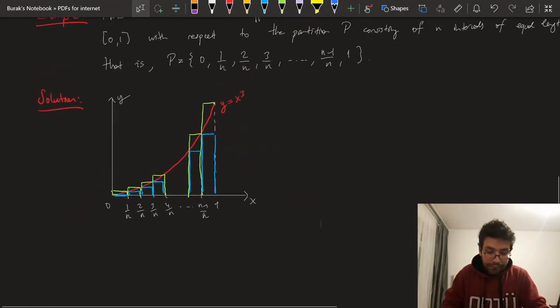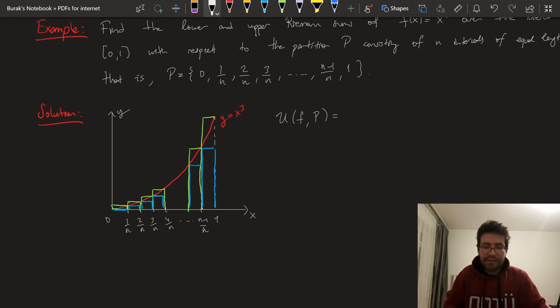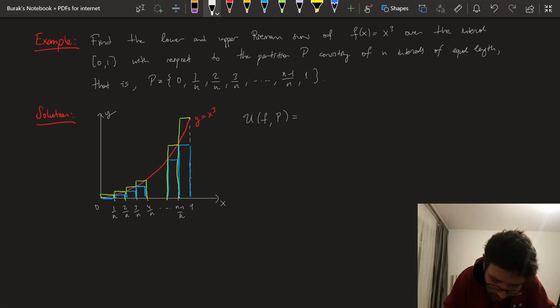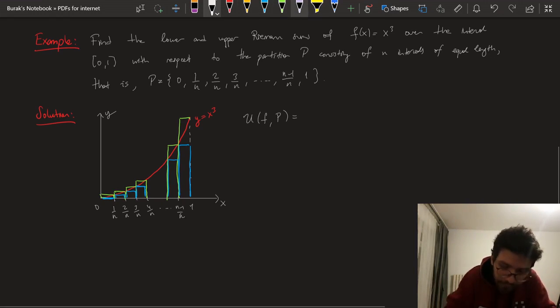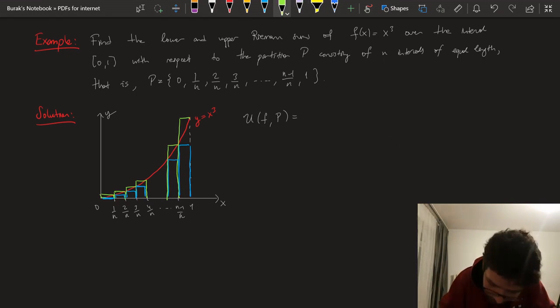So the upper Riemann sum of this function with respect to this partition would be, let me add the areas of the green rectangles, the sum of the areas of the green rectangles.